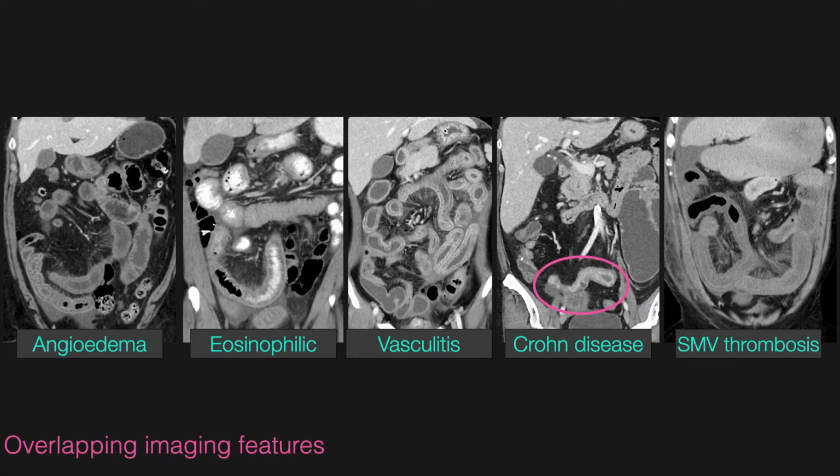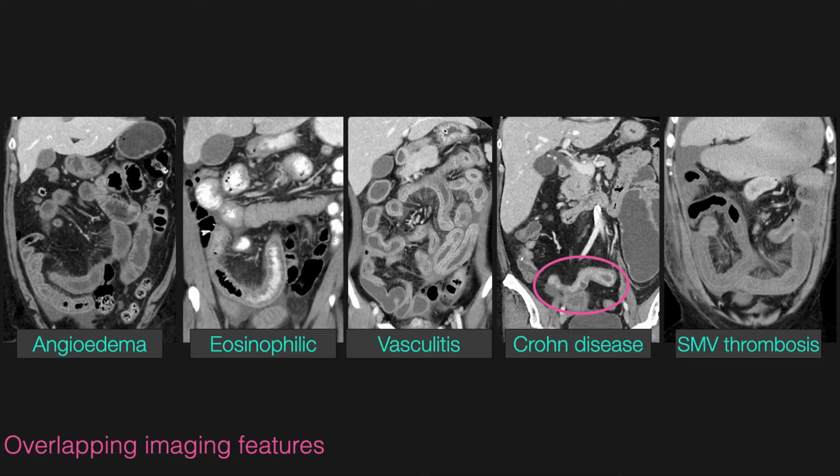It's also helpful to acknowledge that many of these diagnoses we discuss have overlapping imaging features. They all have thickened bowel walls. We see increased enhancement of the mucosa, submucosal edema, and serosal hyperenhancement, and we can also have some degree of ascites or mesenteric edema.